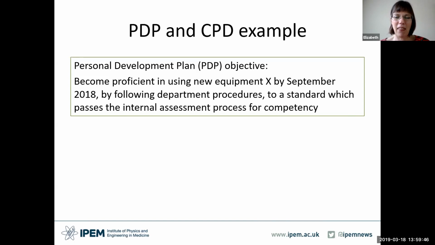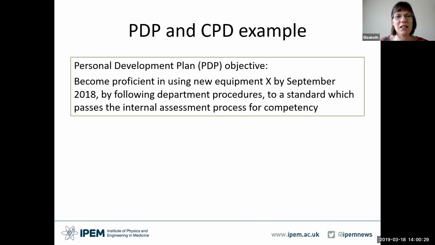Okay? Thank you. All right, so let's have a look at an example from your personal development plan that I hope you all get on an approximately at least annual basis. So in your professional development plan, there's an objective which says, become proficient in using this piece of new equipment by September 2018 by following department procedures to a standard which passes internal assessment for competency. So the outcome is that you are signed off as competent to use this new piece of equipment. So that's your personal development plan objective.